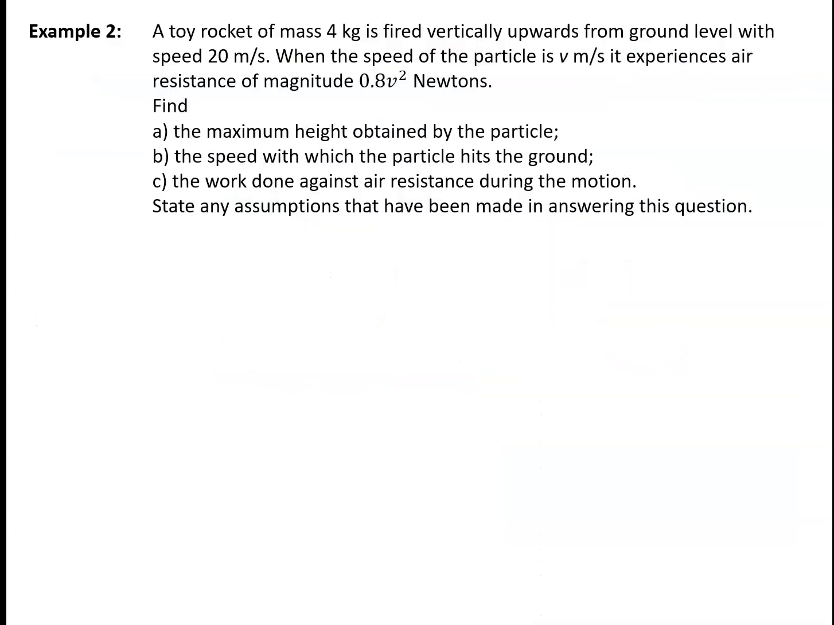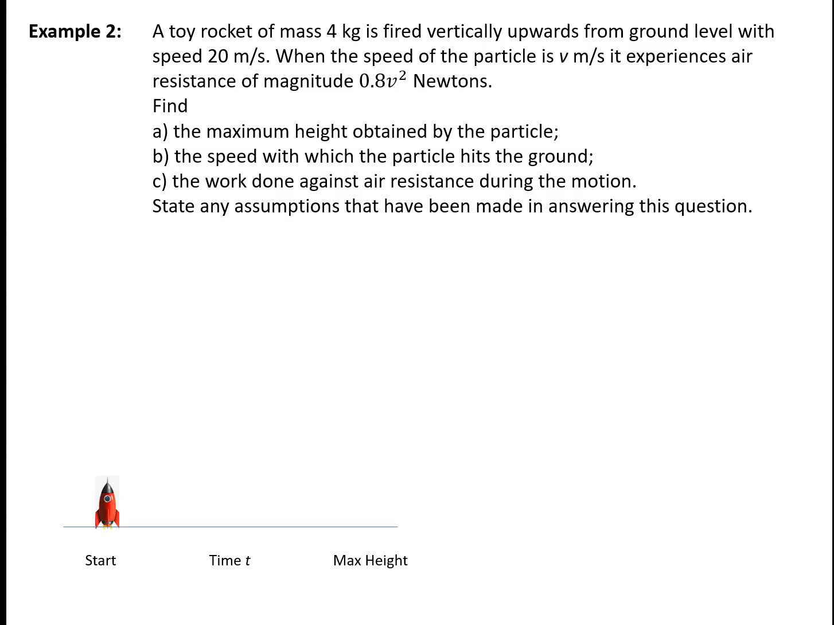Now let's move on to a second example. We have a toy rocket of mass 4 kilograms fired vertically upwards from ground level with speed 20 meters per second. When the speed of the particle is v meters per second, it experiences air resistance of magnitude 0.8 v squared newtons. We've got to find the maximum height obtained by the particle, the speed with which the particle hits the ground, and the work done against air resistance during the motion. And we need to state any assumptions that have been made in answering this question.